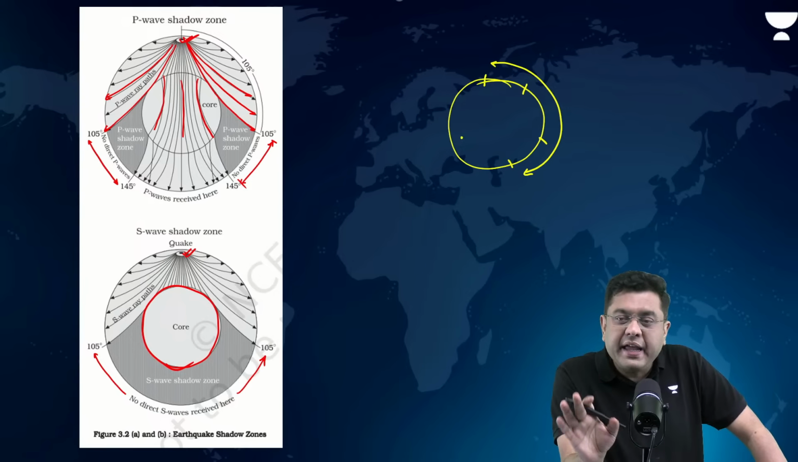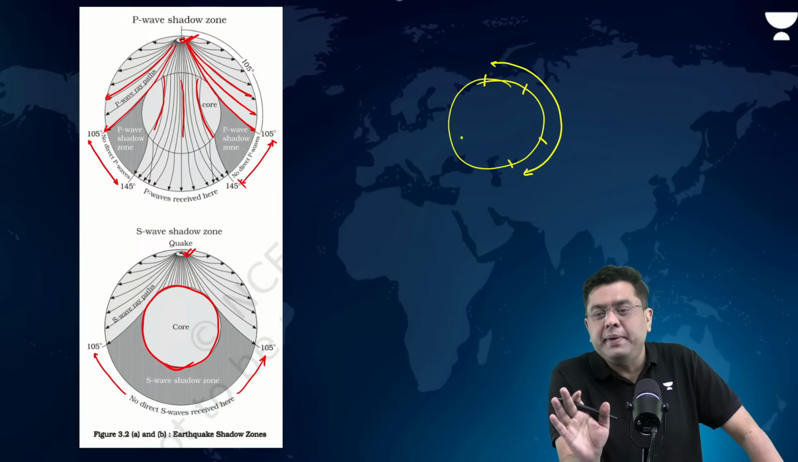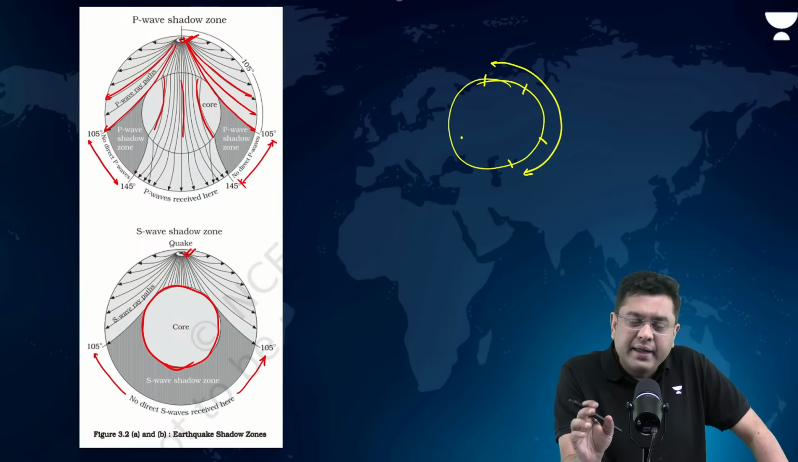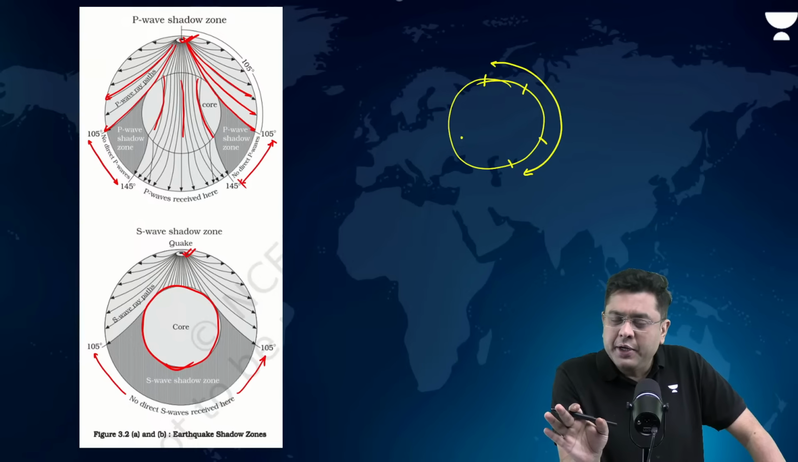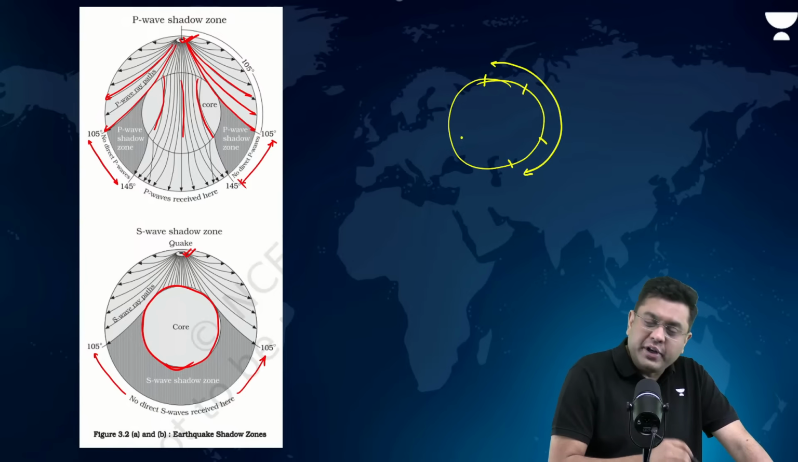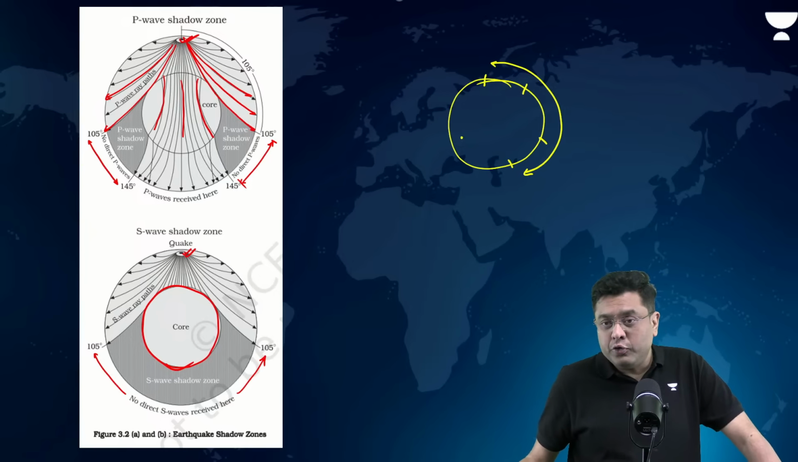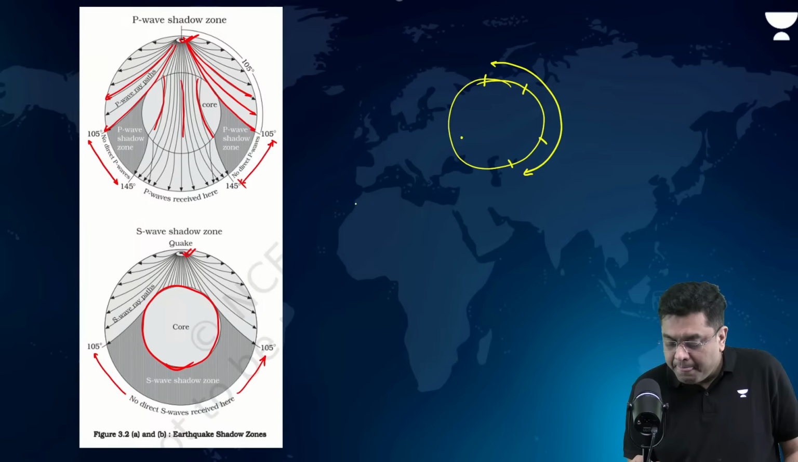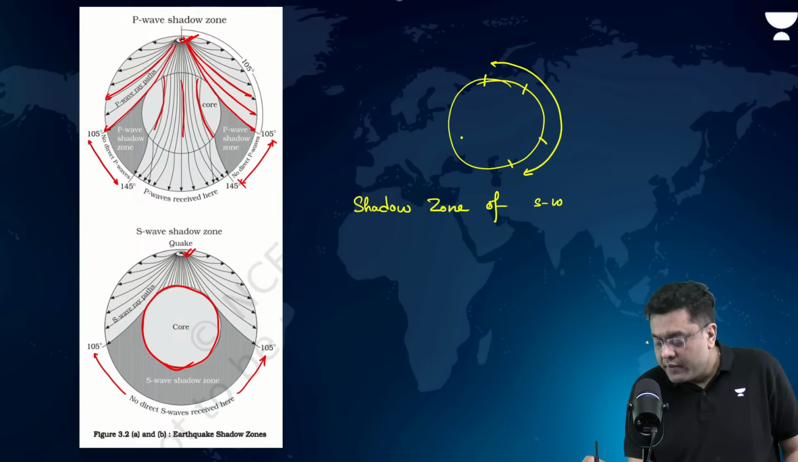Simple. S waves cannot travel through liquid medium. That is why S waves are unable to move to the region of outer core. Hence, the shadow zone of S waves is larger. Shadow zone of S wave is larger. Why? The reason: can't travel through liquid outer core.